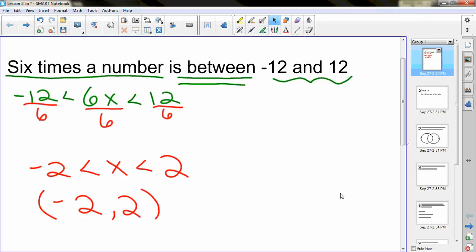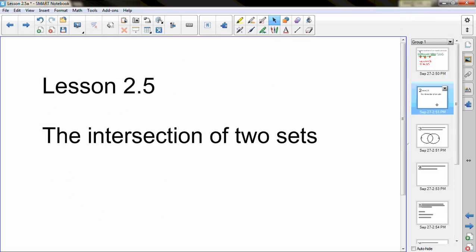Okay, on to the new stuff, lesson 2.5. We're going to talk about ANDs. We're going to talk about a compound inequality with an AND in it. And we're going to talk about what's called the intersection of two sets, because we're going to look at how these inequalities intersect. When you look at an AND, you're going to see how the two inequalities that you give me intersect. So we're going to talk about intersection of sets.